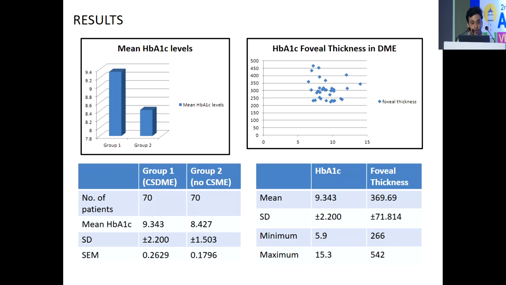Now coming to HbA1c level and diabetic macular edema, the mean HbA1c level is 9.343 in group 1 and 8.42 in group 2, and standard deviation was plus minus 2.2 in group 1 and plus minus 1.5 in group 2. And the maximum HbA1c level was 15.3 and foveal thickness was 542 micrometer, and minimum HbA1c was 5.9 and minimum foveal thickness was 266 micrometer.